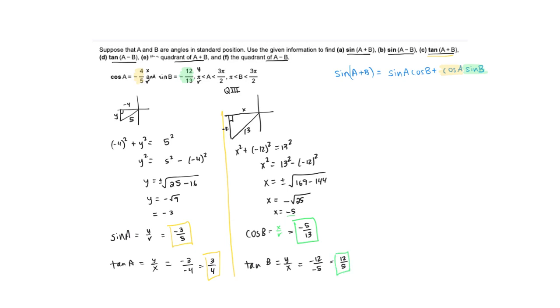Okay, so we've done all the hard work setting ourselves up. Now we need to use our addition formula for sine. Okay, so we're going to plug in what we know.